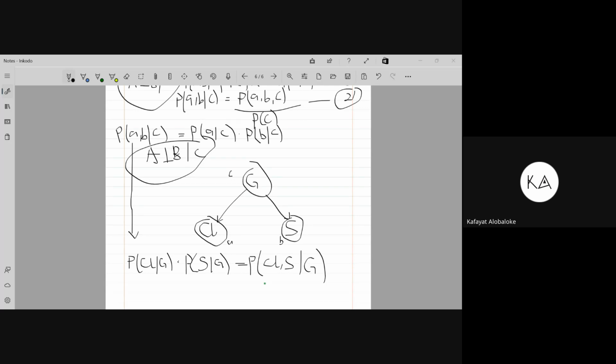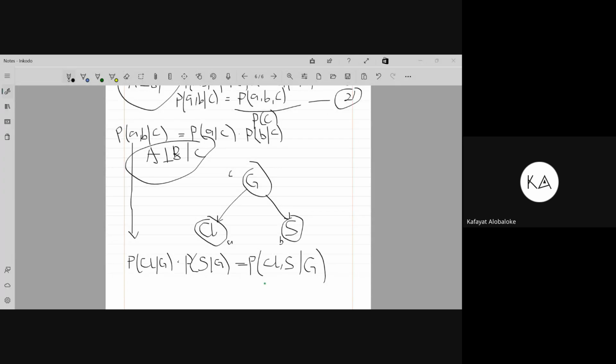Now, the third property is the contraction property. This says that if A and B are conditionally independent given an event C, and also A and D are conditionally independent given events B and C, then A is conditionally independent of B and D given C. In that case, we put the events together in two ways. The independence still holds.